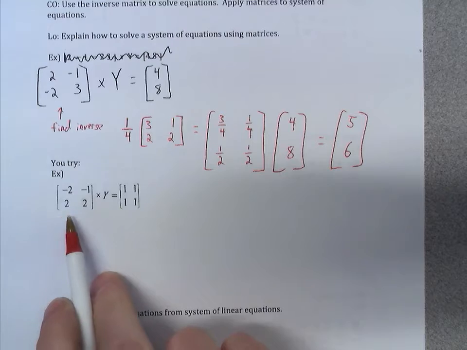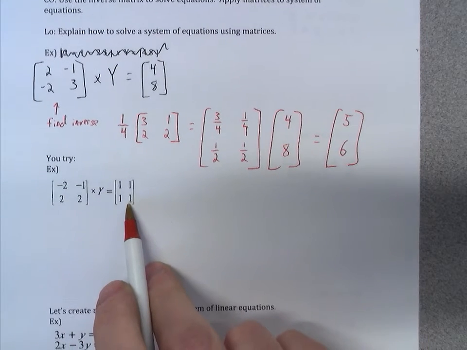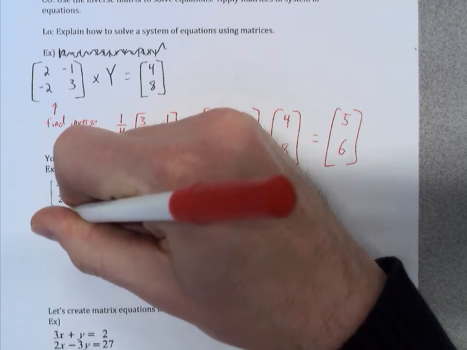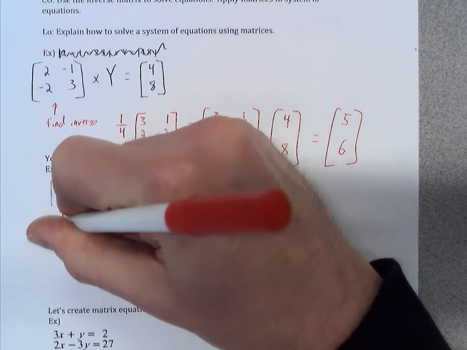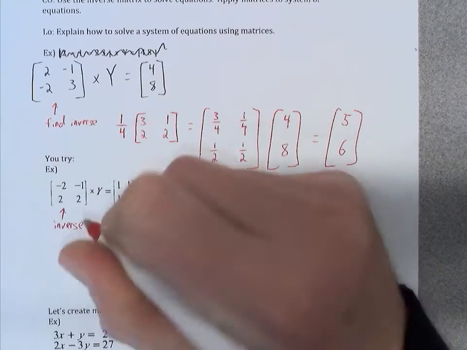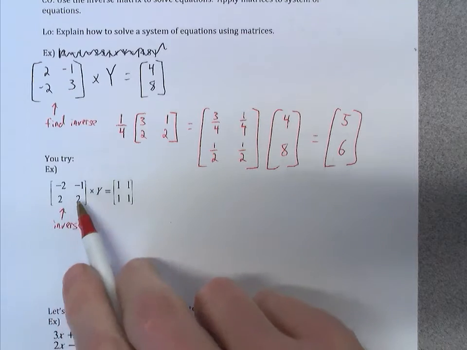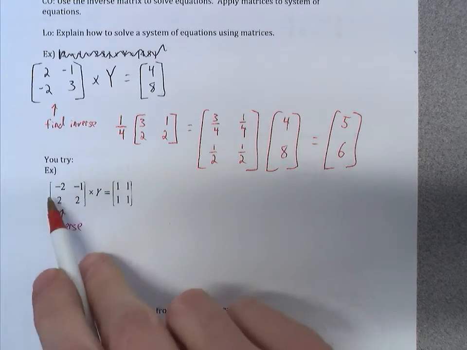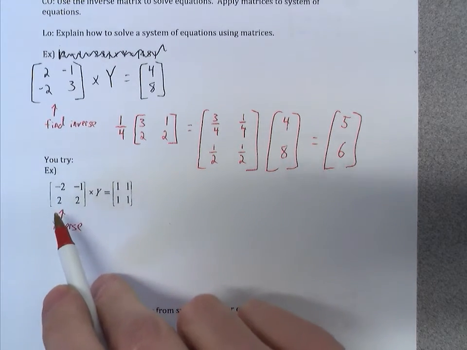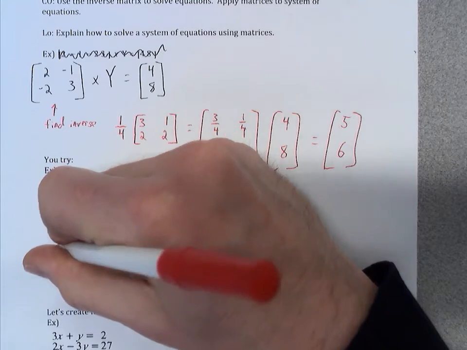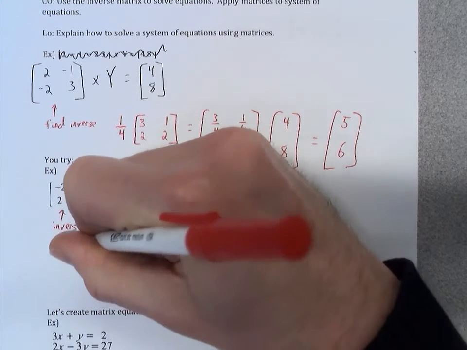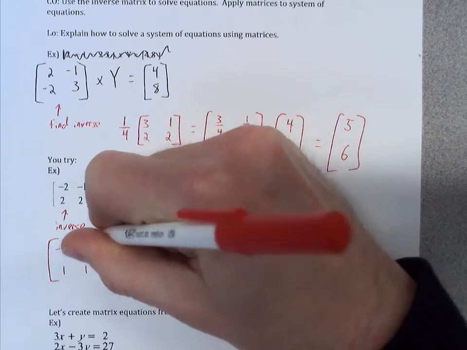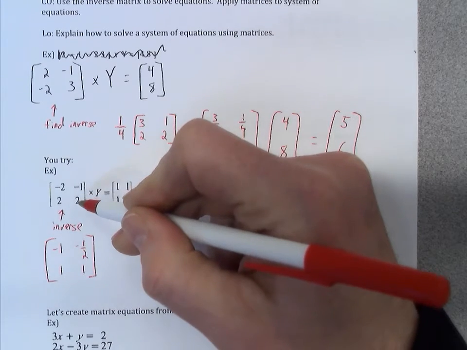Now we're going to try another one. This example, we have a 2 by 2 matrix times y equals another 2 by 2 matrix. So what we'll do is we'll take the inverse of this matrix, and you can just simply do this in the calculator. You can go into the matrix editing application on the calculator. You can plug in these numbers and then take the inverse. And if we do that, we find we get the inverse is -1, -1/2, 1, and 1. So that is the inverse of this matrix.